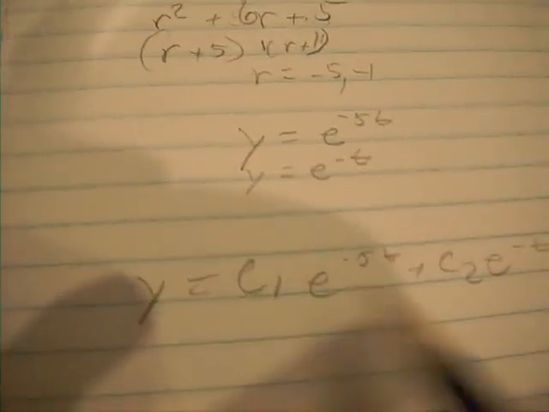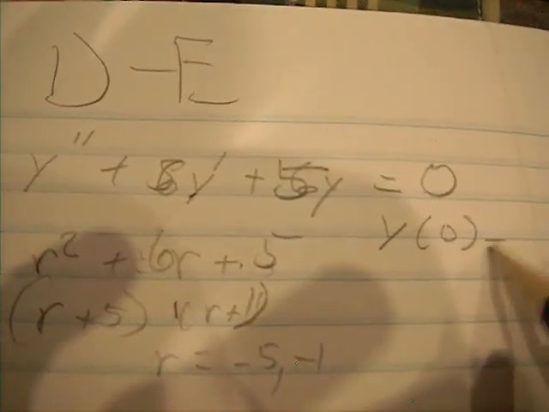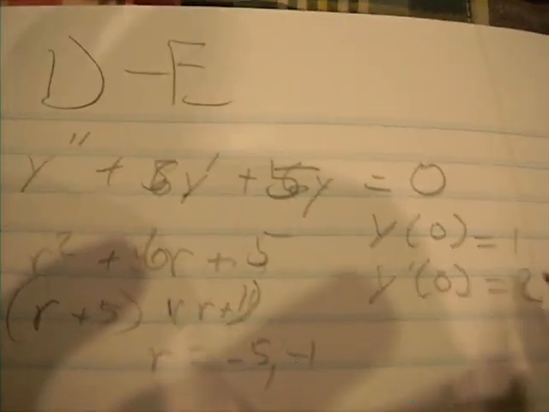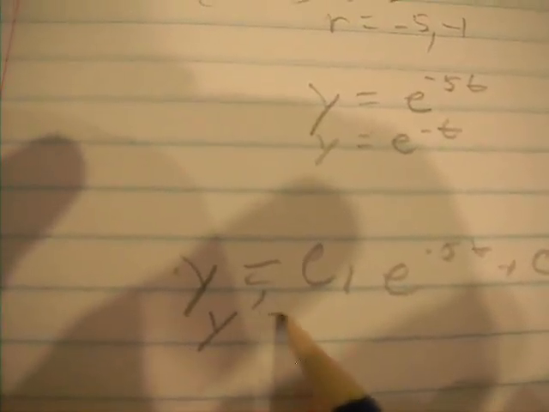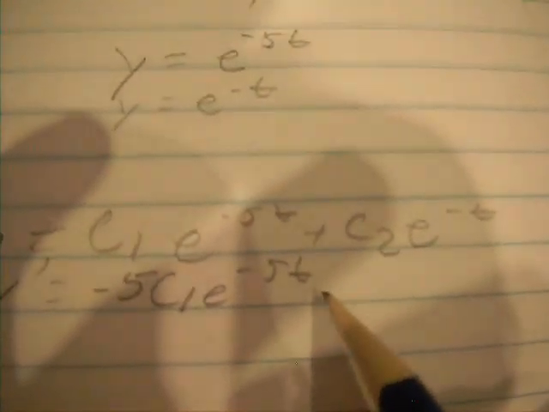Now to find these constants, you have to have initial conditions. Let's say y of 0 equals 1, and then y prime of 0 equals 2. So what you do is you take this function and take the derivative of all this stuff, which is going to be y prime equals -5 c1 e to the -5t minus c2 e to the -t.